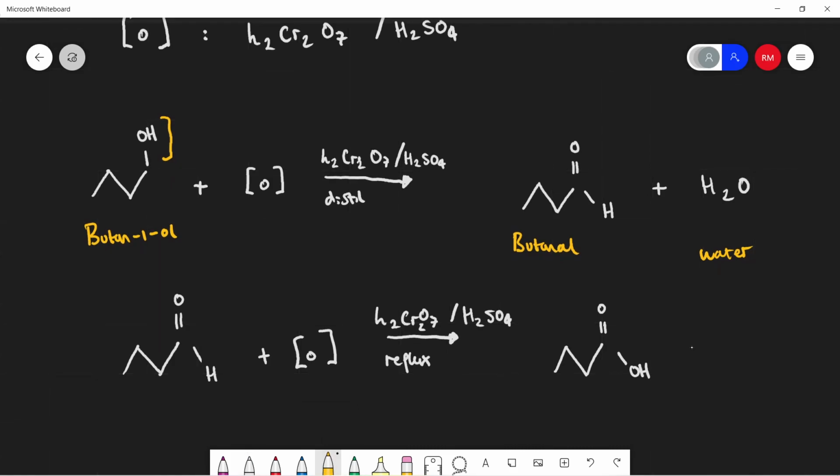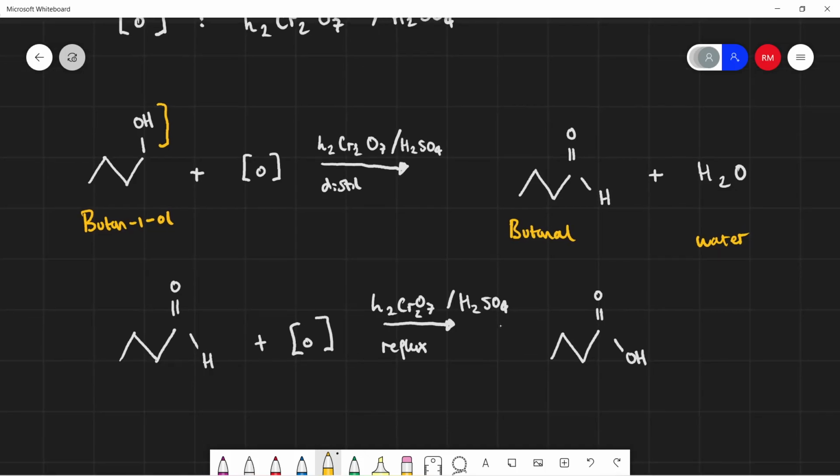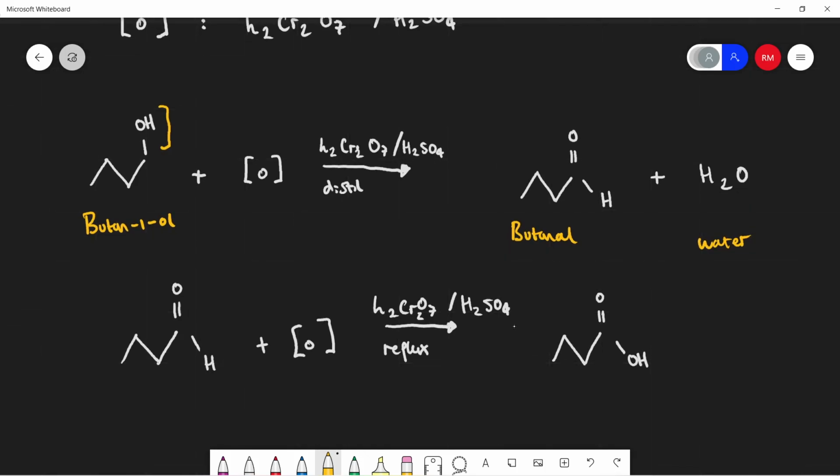So we've started out with butanol. We've now distilled this with oxidizing agents. We've reacted it with the oxidizing agents, and then we've distilled off the butanal product, and then we're essentially reacting it again with the oxidizing agents, but we now have it in this reflux setup. So we've gone from butanol to butanal, and then from butanal to butanoic acid, and obviously water.